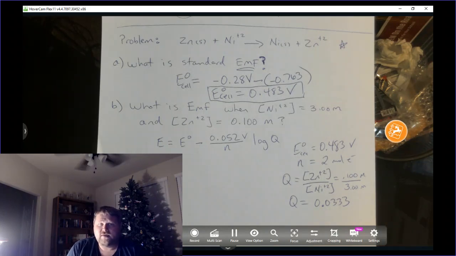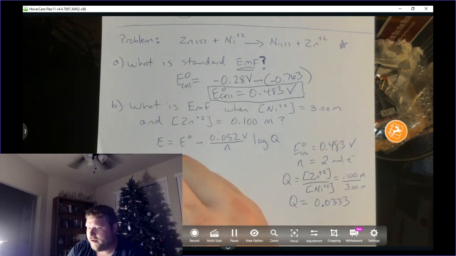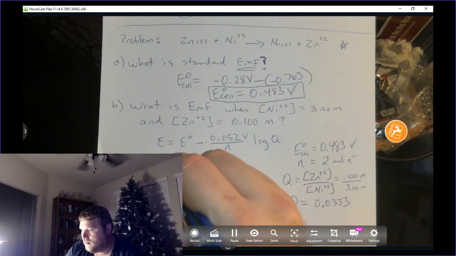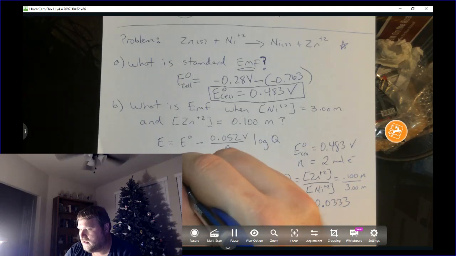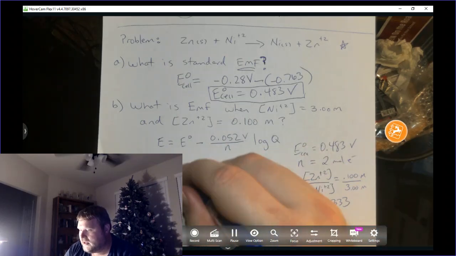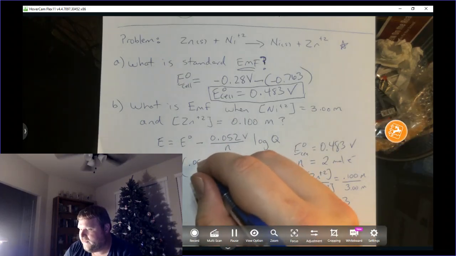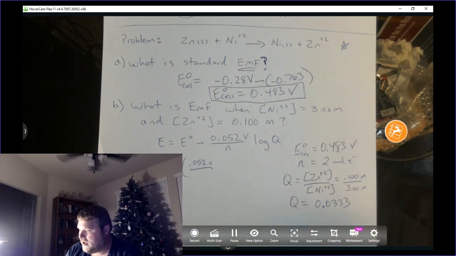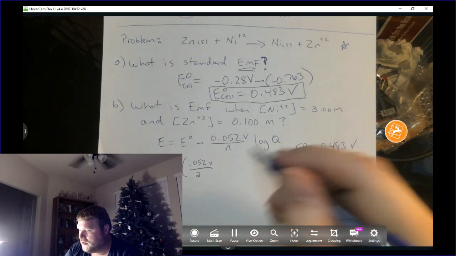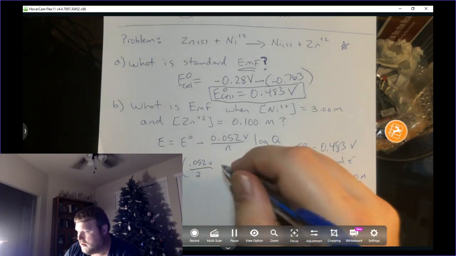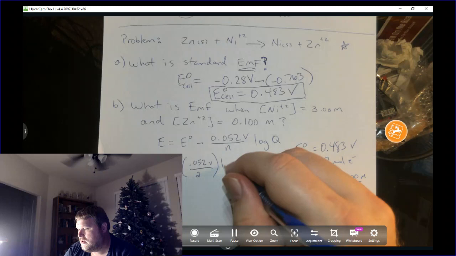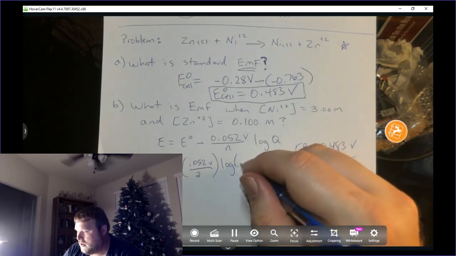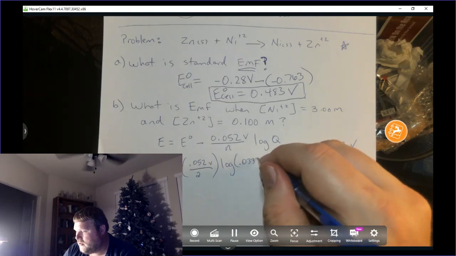All right, so that's it. That's all of our information. Let's come back to the Nernst equation now, and let's plug in all of our numbers. 0.483 volts minus 0.052 volts divided by n, which is 2, and then the log of 0.0333.